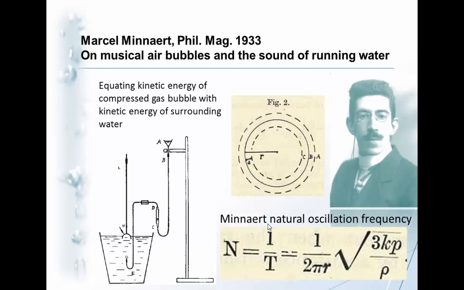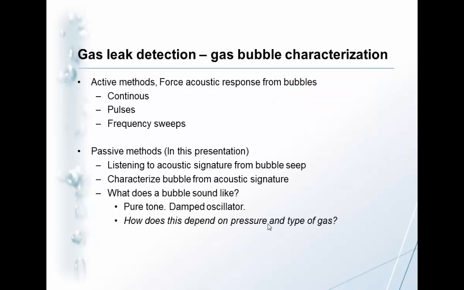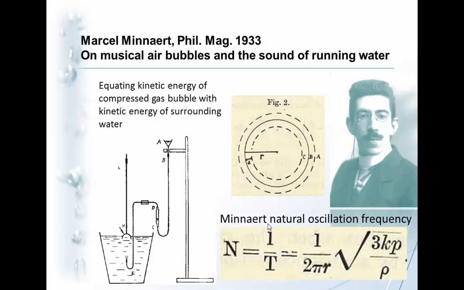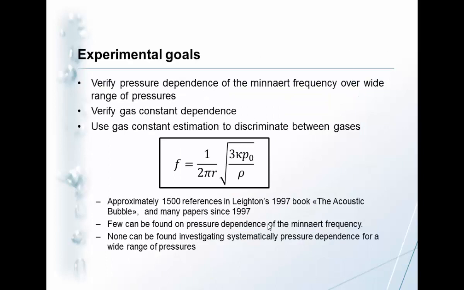For very small deviations from the rest radius, in the linear regime, he found that the oscillation frequency depends on 1/radius, the square root of the gas constant, and the square root of the ambient pressure in the water. So the goal in this experiment was to verify this pressure dependence over a wide range of pressures. We also want to verify the gas constant dependence and use this estimation of the gas constant to discriminate between the gases.